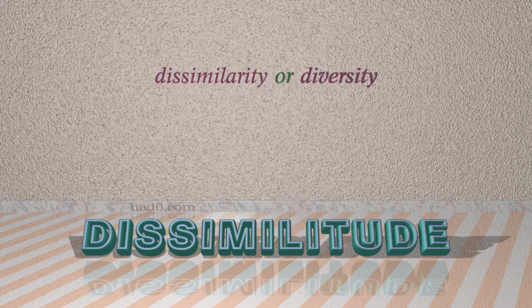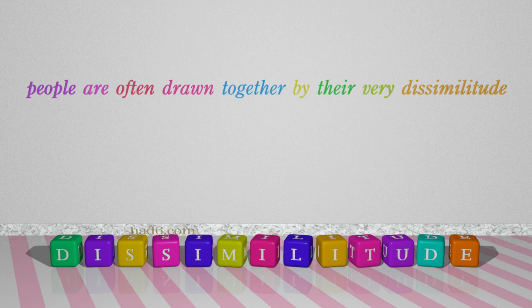Number 6. Dissimilitude, which means dissimilarity or diversity. Dissimilitude. For example, people are often drawn together by their very dissimilitude.